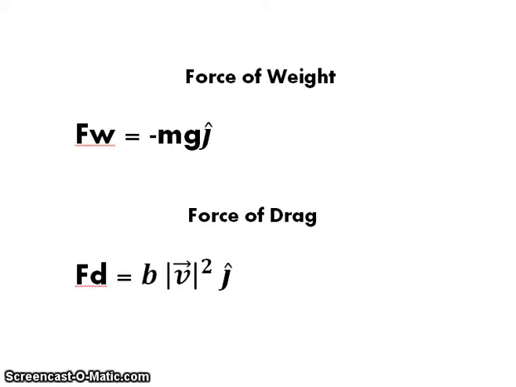During the fall of the tennis ball, we know that the force of weight and the force of drag act on the ball. The force of weight would be m times g, gravity, times negative j hat. The drag force is the coefficient for drag, which is proportional to the surface area of the object, times the magnitude of the velocity squared, times j hat.